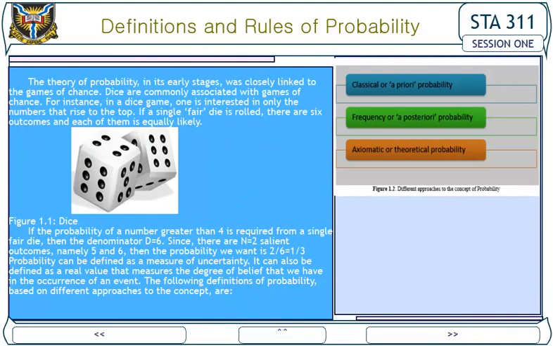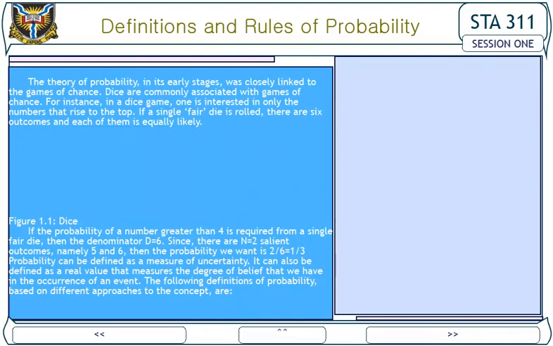Probability. The theory of probability in its early stages was closely linked to games of chance. Dice are commonly associated with games of chance. For instance, in a dice game, one is interested only in the numbers that rise to the top. If a single fair die is rolled, there are 6 outcomes and each of them is equally likely. If the probability of a number greater than 4 is required from a single fair die, then the denominator d is equal to 6. Since there are n equal to 2 salient outcomes, namely 5 and 6, then the probability we want is 2 over 6, which is equal to 1 over 3.